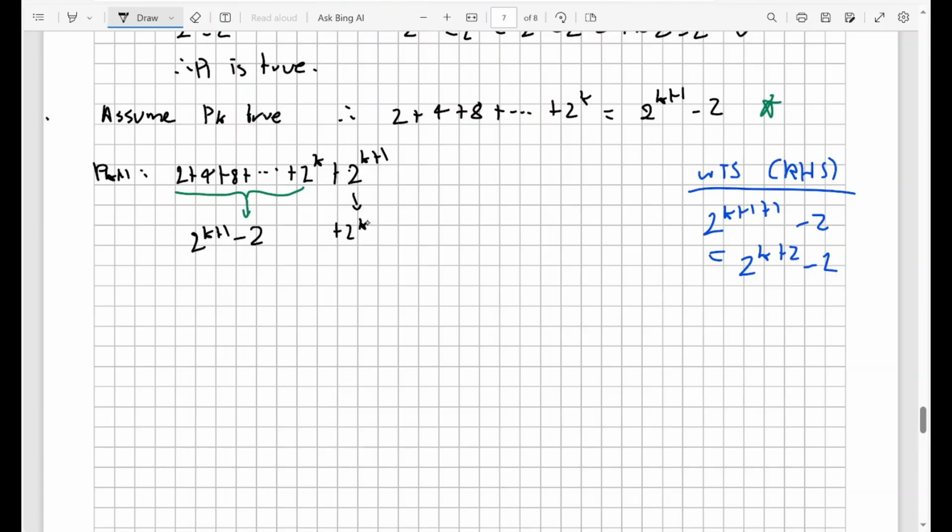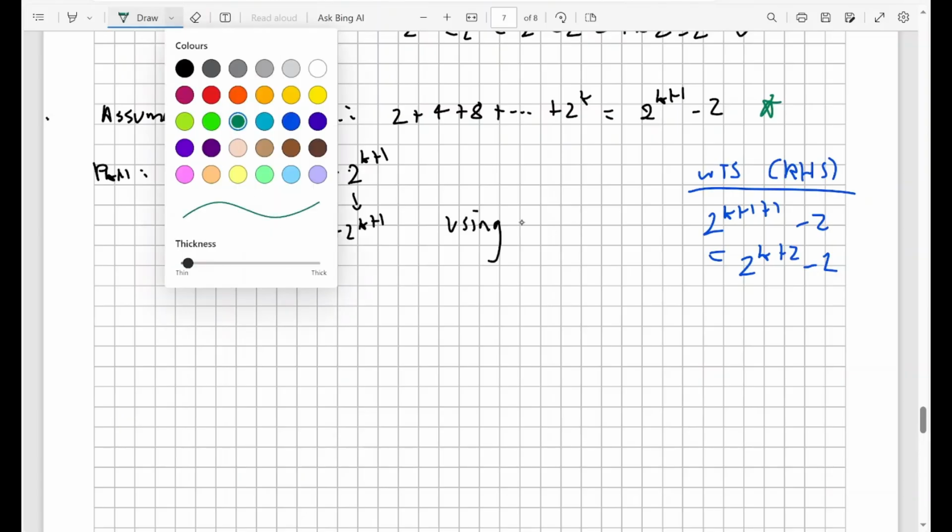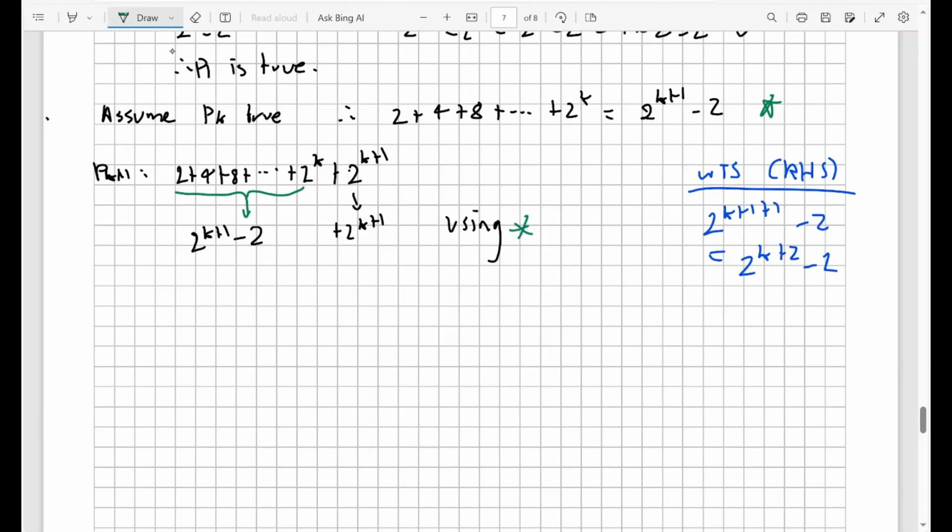Plus 2 to the k plus 1. Now this is using star. Now if we collect like terms, this is 2 lots of 2 to the k plus 1, take 2, which is 2 to the k plus 1, take 2, which is 2 to the, and this is using index laws. This is 2 to the k plus 2, take 2.